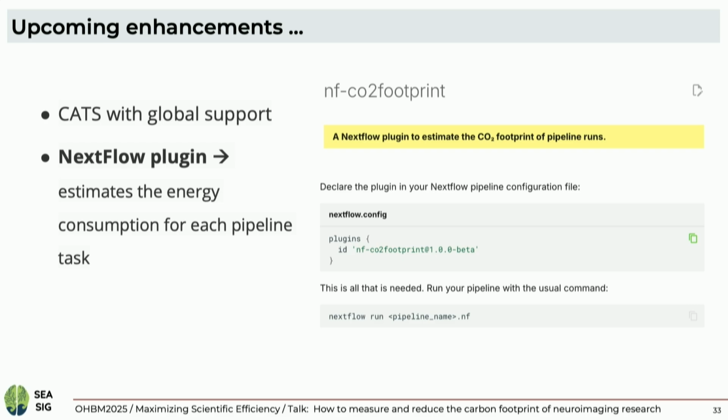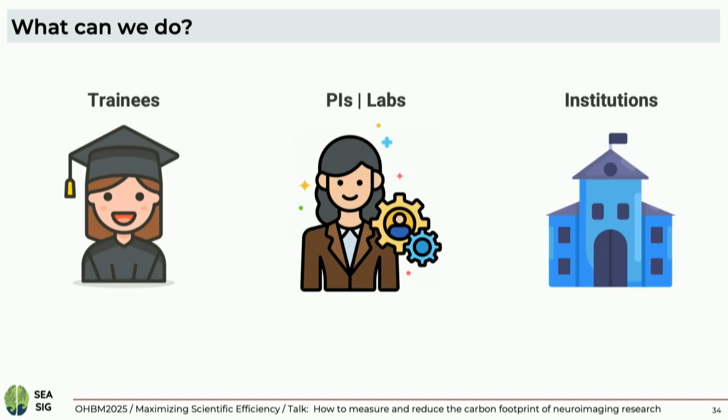And we are not the only ones. Many people who work on the workflow engines, for example, Nextflow, one of the getting popular workflow engines, are also looking at embedding this into their code, where you can actually estimate the energy consumption for each pipeline task. And so it can optimize at the task level and not just the end-to-end workflow level. So all of this is pretty cool.